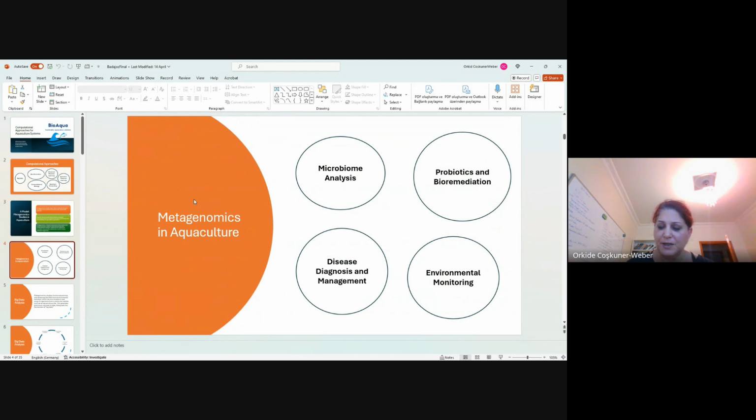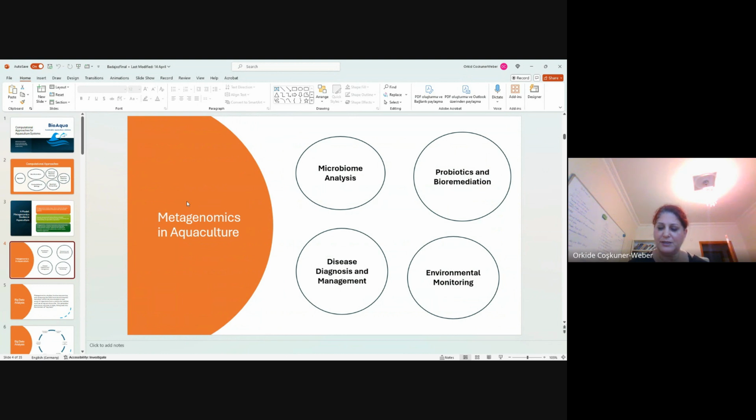Furthermore, metagenomics plays a role in the discovery and development of probiotics and beneficial microorganisms that can improve the health and performance of aquaculture species. By analyzing the microbial communities in aquaculture systems, we can identify potential probiotic strains that promote growth, enhance disease resistance, and maintain water quality. Also, metagenomic studies can help in the selection of microbial species for bioremediation purposes, such as nutrient cycling and waste treatment in aquaculture systems.